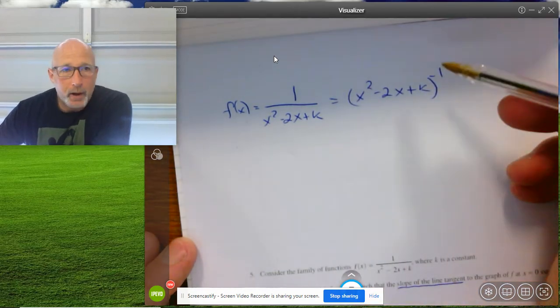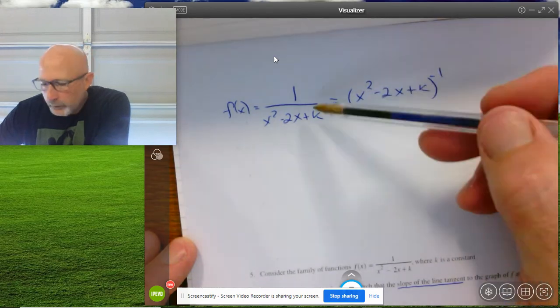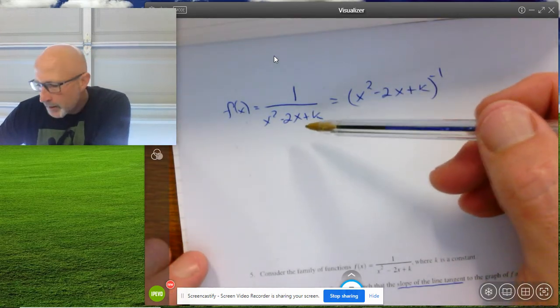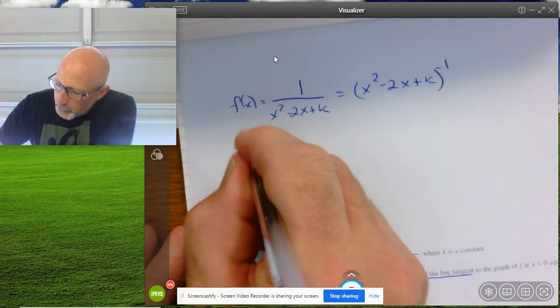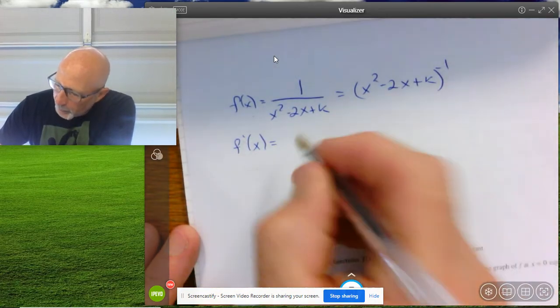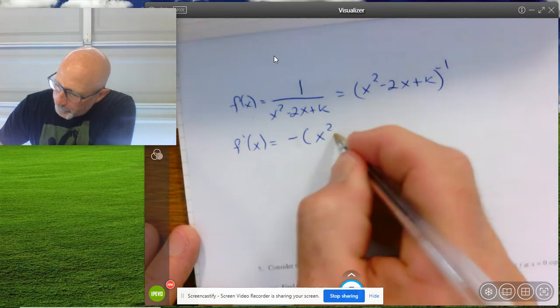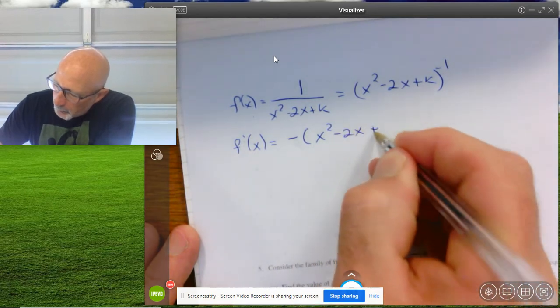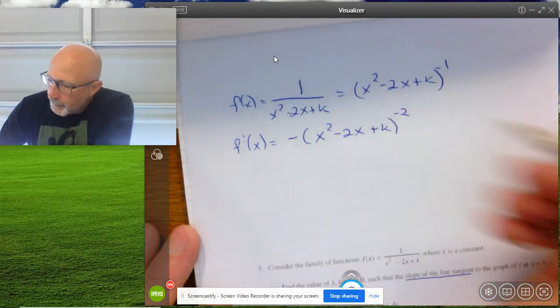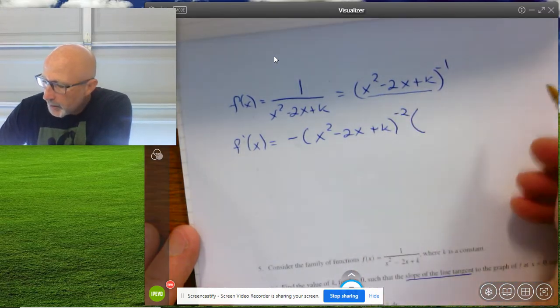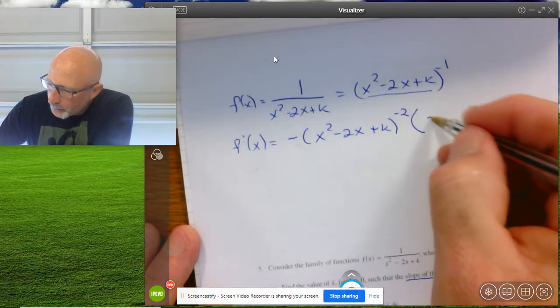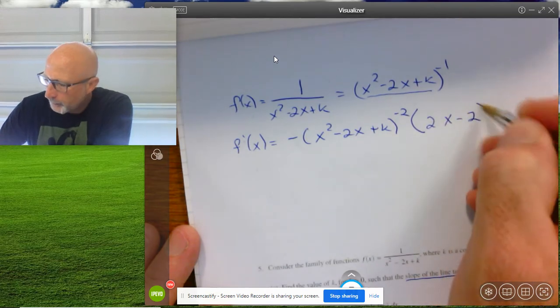Now I'm going to use the power rule and then the chain rule. If you wanted to use the quotient rule to do this, it would be perfectly fine. We're going to end up in the same exact location. So therefore the derivative of f is equal to, bring it down, decrease it by a power of 1, but then by the chain rule, you still need to multiply by the derivative of what's inside here. K is a constant, so that's 2x minus 2.